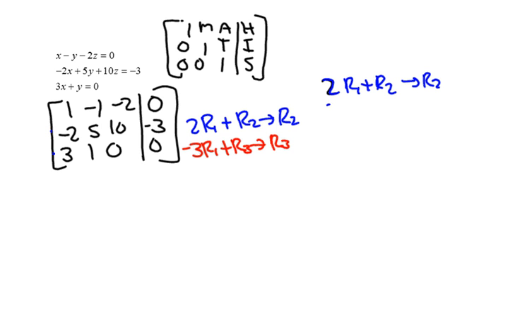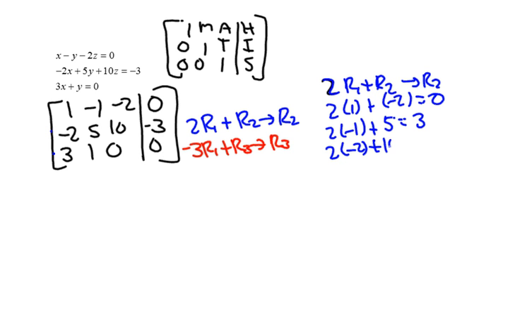So what do we have? We've got 2 times 1 plus a -2 is 0. We've got 2 times -1 plus 5 is 3. 2 times -2 plus 10 is 6. And 2 times 0 plus -3 is -3. Now, I'm going to do the other row operation underneath.